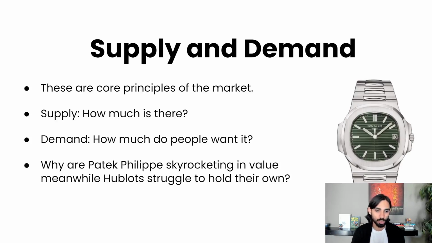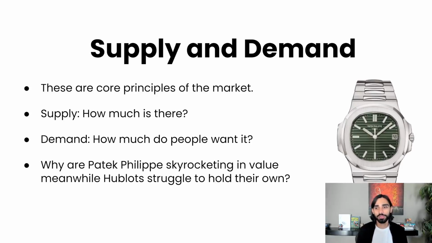Let me share an example that'll help explain this further. Why are Patek Philippe watches skyrocketing in value while Hublots struggle to hold their own in the market? Now, they're both very reputable brands with beautiful watches. The only key difference between the two, outside of subjective aesthetic opinions, is the fact that Patek Philippe have a very limited supply of their watches. That means after they sell all their watches, if there is demand for it, the only way for someone to get a hold of it is to pay someone more money for it.